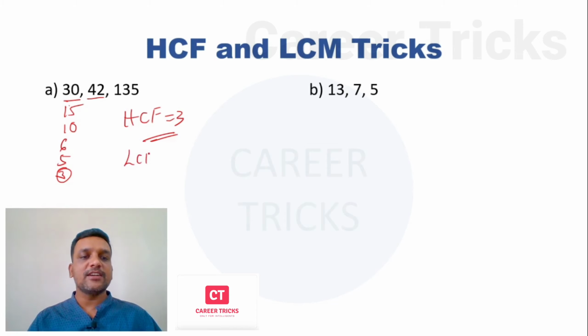Then what is the LCM? For LCM, we have to check with the factors of those numbers. The factors of 30 are what? 2 into 3 into 5. 5 threes are 15, 15 into 2 is 30.